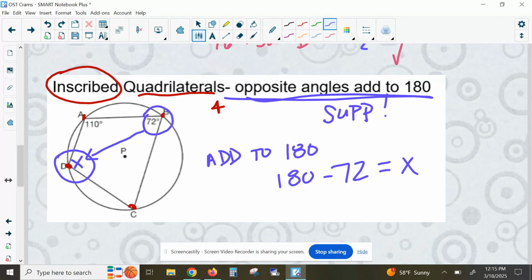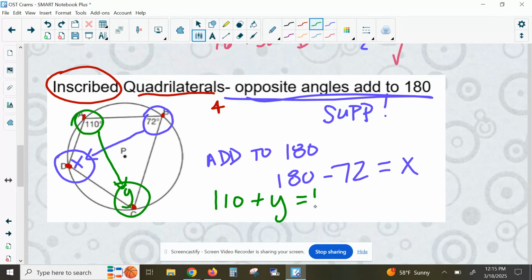Now the same thing is going to be true for the other opposite angles. So this 110 is opposite of who? This one right down here. We can call him Y. So 110 plus Y also has to add up to be 180 degrees. So can you figure out what Y has to be in order to make it be 180 degrees? So these ones are super easy, if you just remember the ones opposite each other have to add up to be 180 degrees.